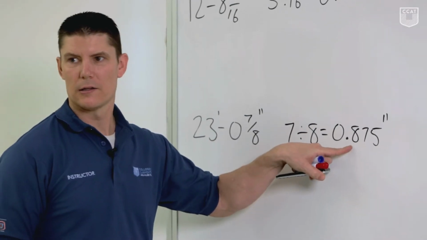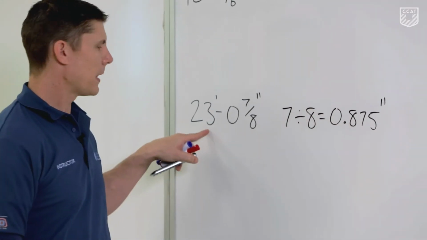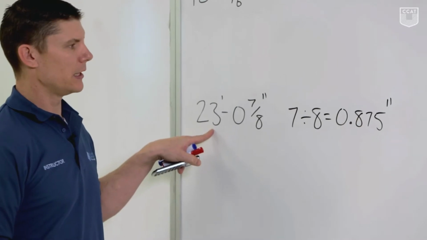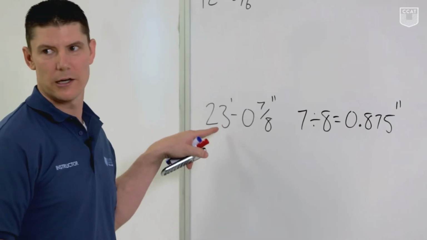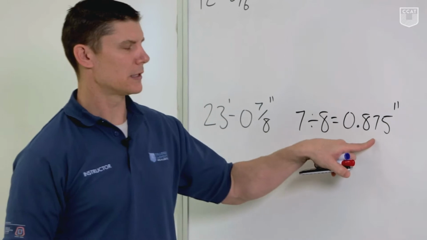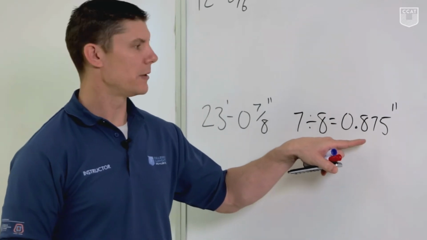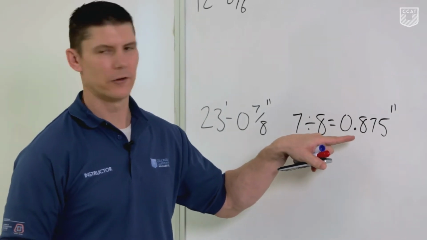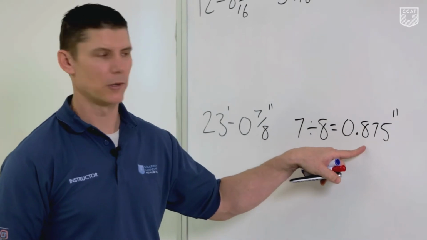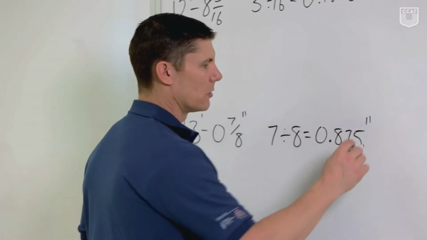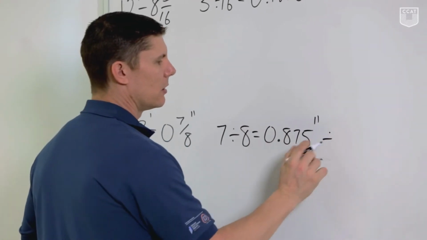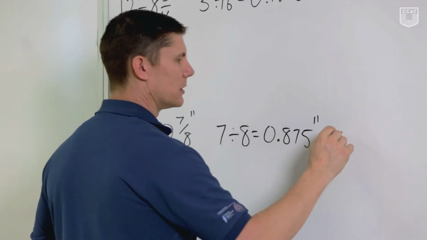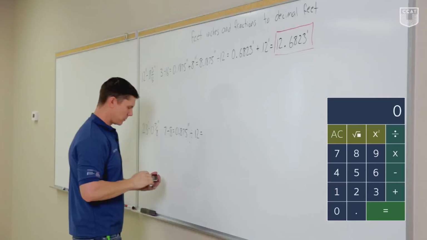Okay, what students do is they see this number here. It's already less than 1, and they automatically add the 23 to it, getting 23.875. If you do that, you're getting 23 feet and 0.875 of an inch. It doesn't make sense. So the step that students forget at this point is to divide by 12. Remember, we're in inches. We want to convert to feet, so we still have to do that step by dividing by 12.